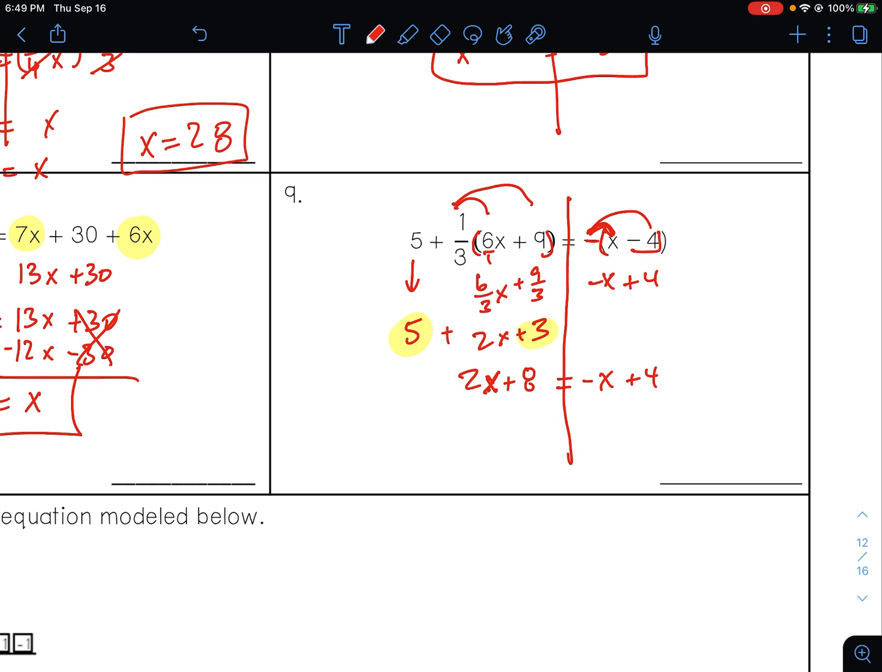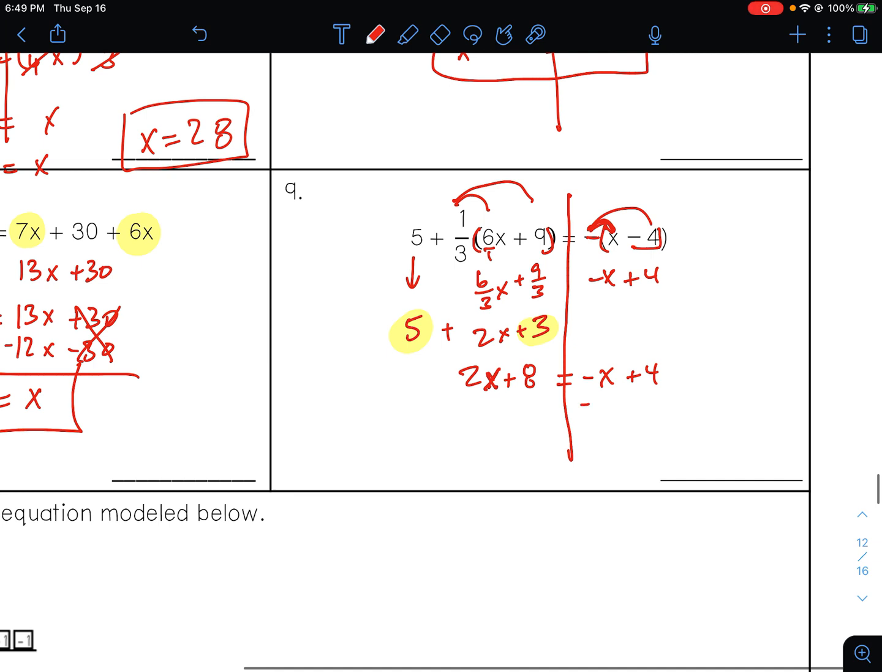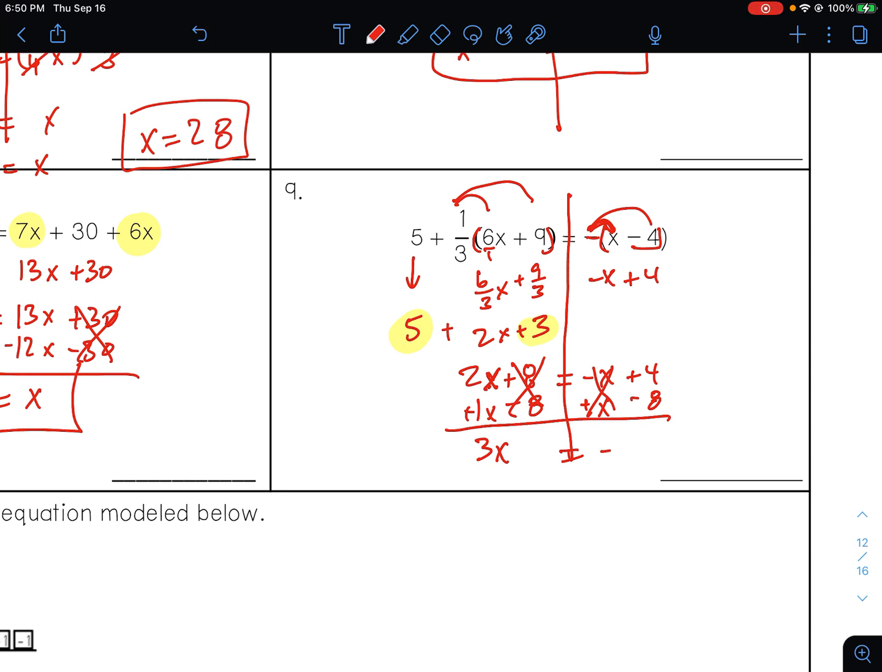All right, I can do this. I have 2x and a negative x. What do I want to get rid of? I want to get rid of negative x, because that means I add plus x, or plus 1x. That cancels out. I'm left with 3x. Now that I have the x's on this side, I want to move my constants to the other side, so get rid of all the constants on this side. Plus 8. Opposite of that is minus 8. Get rid of that. Do it on the other side. 4 minus 8 is negative 4.